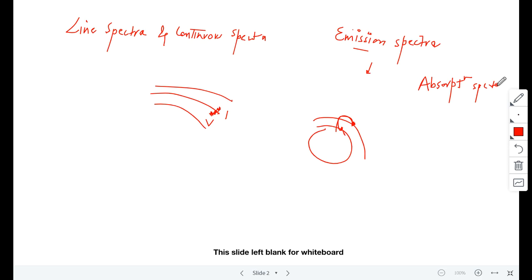So when electrons in the atom absorb the photon, it absorbs the photon and gets excited, and jumps.